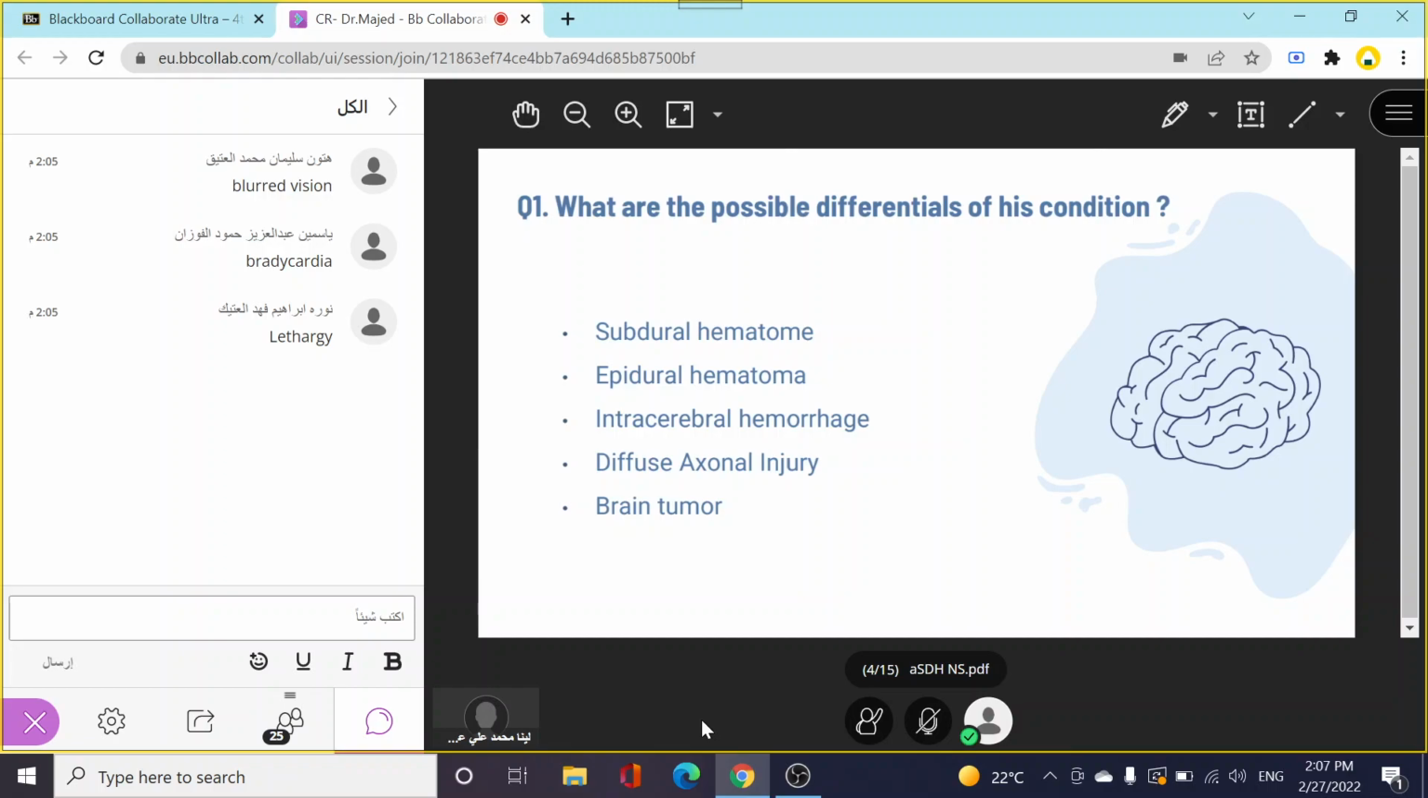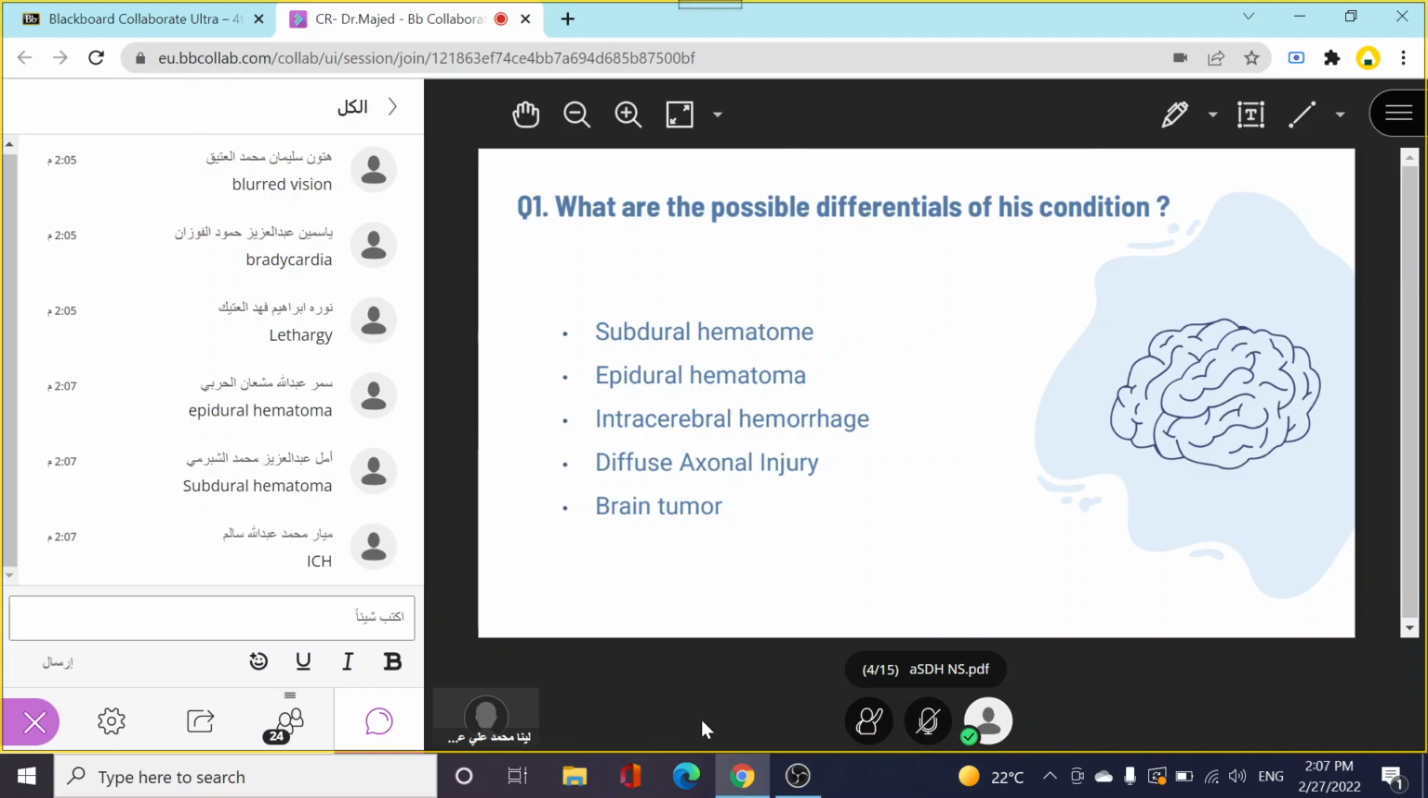So without looking at the slides, according to the patient history, which is a minor trauma, and he has signs and symptoms of increased intracranial pressure, can you give me a possible differential diagnosis of his condition? Okay, that's right. Thank you.